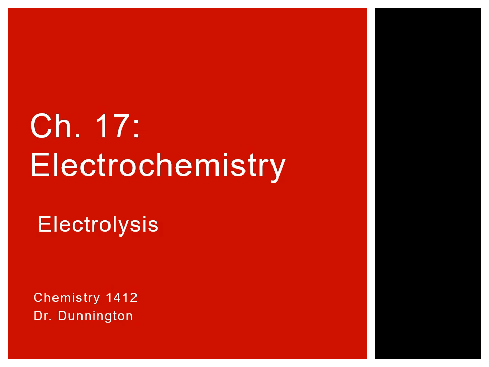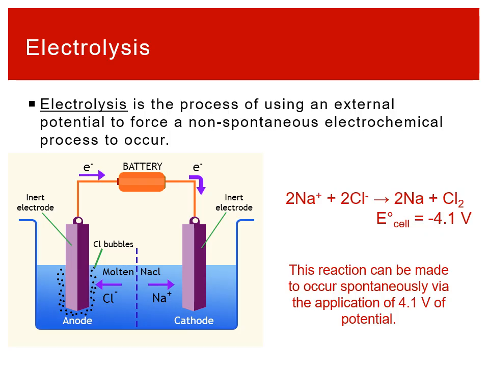The last topic we want to look at in chapter 17 is another application of electrochemistry called electrolysis. So electrolysis is when we start dealing with electrochemical cells by applying them to non-spontaneous processes. And so when we think about using cells, we get a spontaneous chemical reaction, and that outputs a potential.